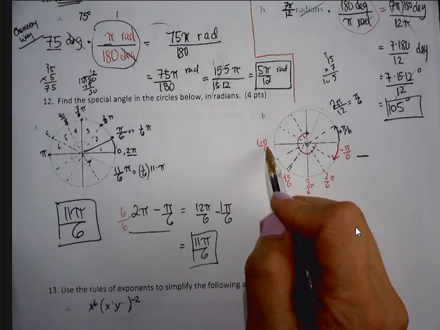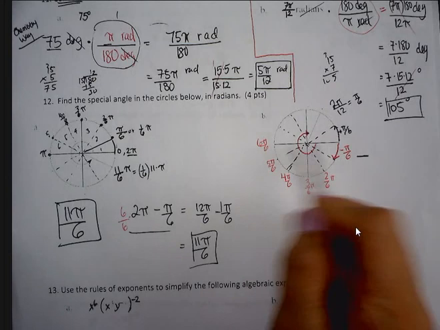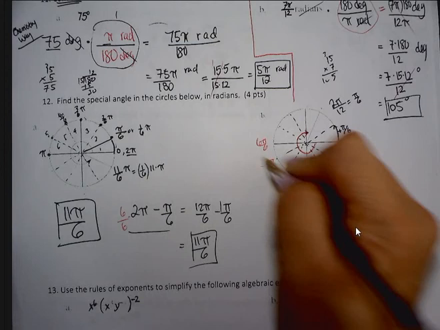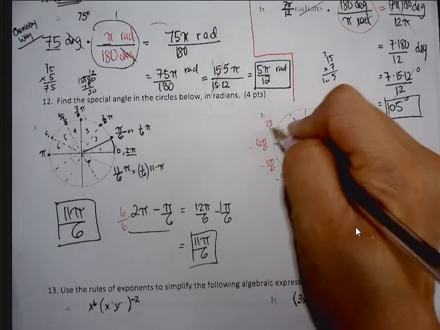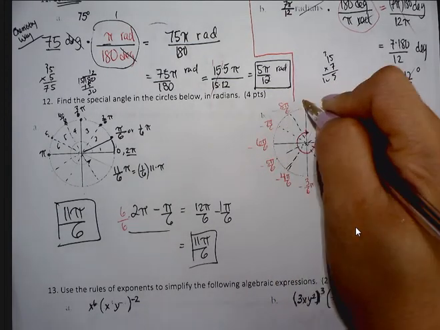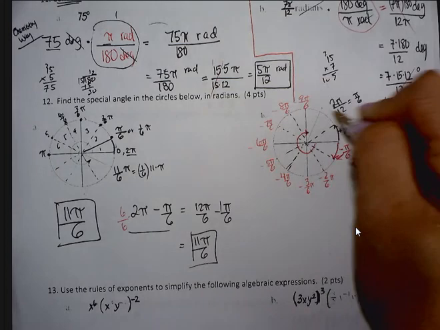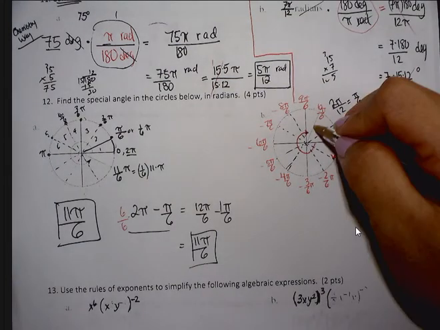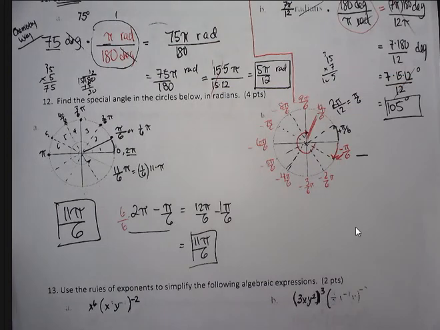Oh, but that reduces, doesn't it? 10 over 6 reduces to 5 over 3 if you cut them in half. So it's negative 5 pi over 3. How could that be negative 5 pi over 3? I thought those were 6. I didn't know they were thirds. Well, let me do this the same way, but break it up into thirds.